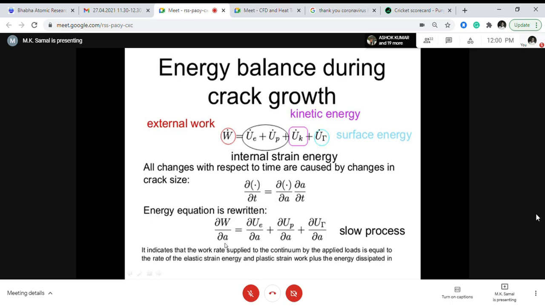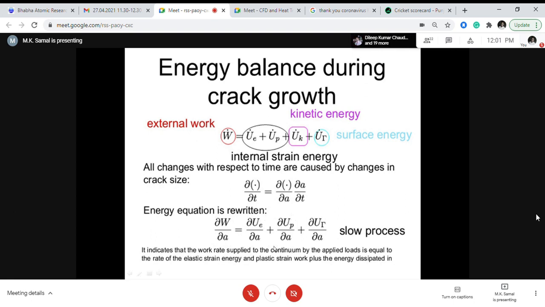So A is the crack length, and B is thickness. The product of thickness B into crack length will be area. That is the area of the crack. So that is called energy: how much work per unit area I am giving, and that is used for storing elastic energy and plastic energy distribution.